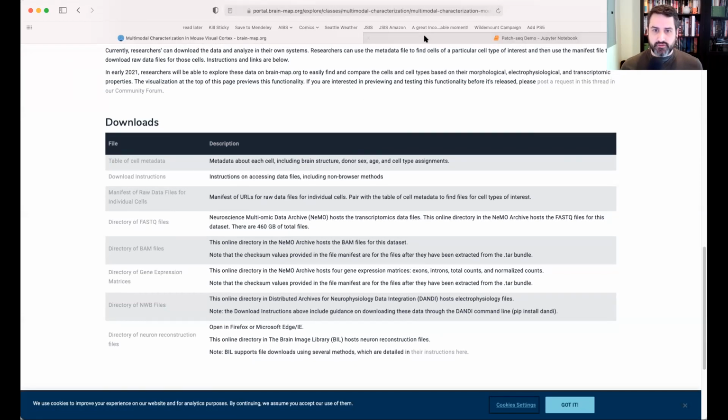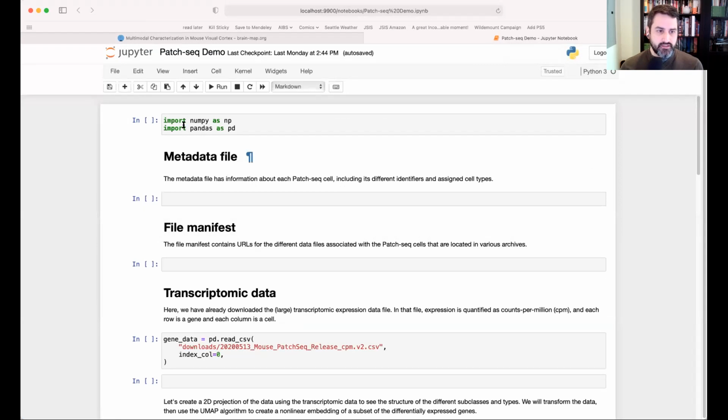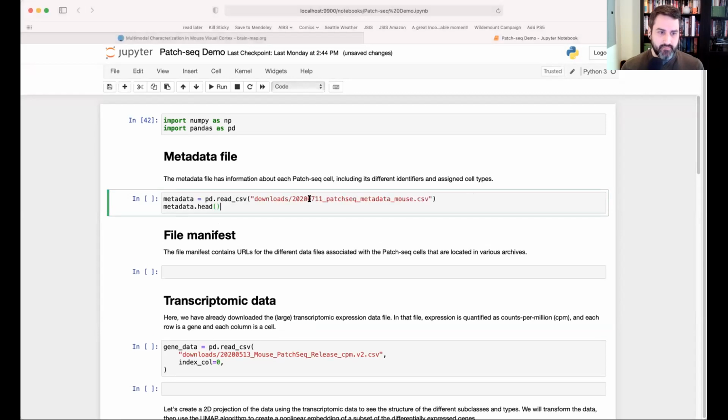Okay, so now I'm going to switch over to the Jupyter Notebook. The first thing we want to do, so we've just imported our regular NumPy and Pandas libraries for accessing these file types. And the first thing I'm going to do is I've already downloaded the metadata file here. And I'm just going to open it and look at it.